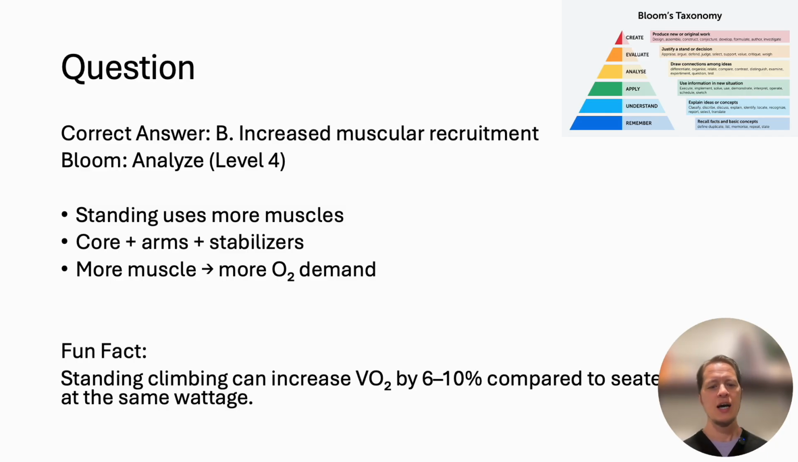Fun fact here, and I know this from personal experience, standing, climbing up a hill on your bike can increase your VO2 by quite a bit. 10% seems like a conservative estimate compared to sitting. That's why everyone says as soon as you start going up that hill, stay down on your bike. Do not stand, even though you think it's going to help. You're going to blow up and crash and burn off in the bushes if you try to stand up that hill.